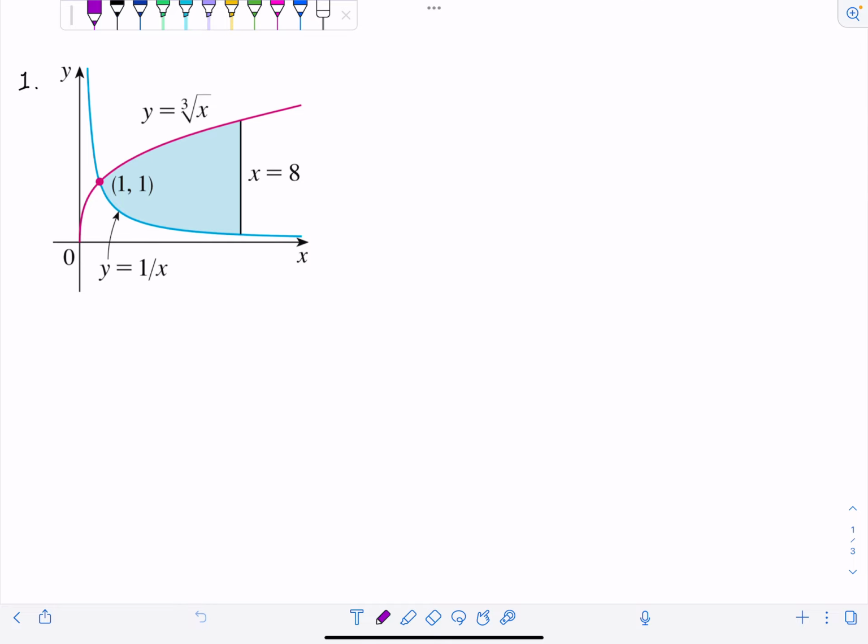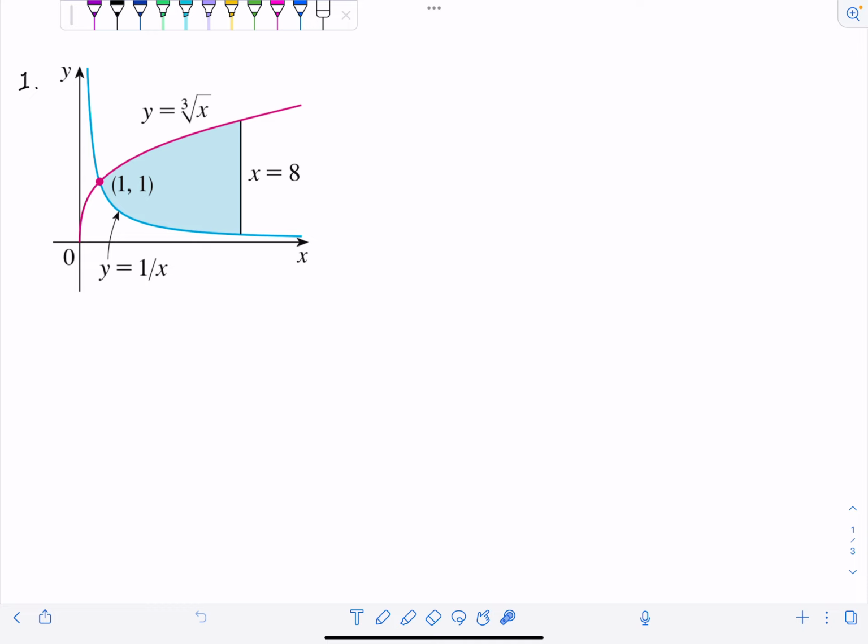So example 1, notice here we have y equals cube root of x on top in pink, and then y equals 1 over x below. Here's the region. It's bounded by those two curves. They intersect at (1, 1). They found that for us. And then they're cutting it off. We're adding also the vertical line x equals 8 to bound the region.